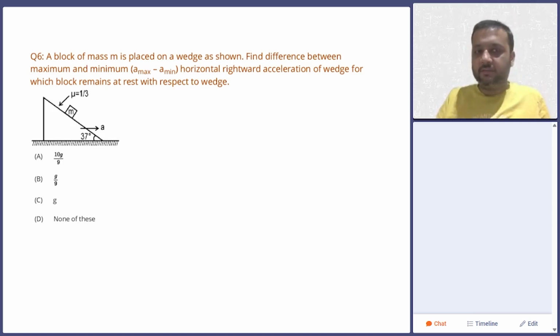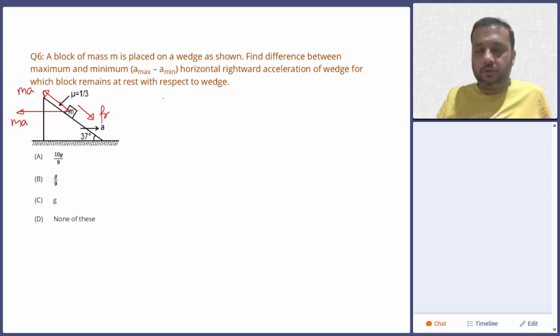In the frame of the wedge, there will be a pseudo force acting on the small m. That pseudo force will go towards the left. If you keep on increasing the value of A, because I'm trying to maximize A, there will be a component of this pseudo force in this direction, and this component will try to slide the block up on the plane. Hence friction will try to resist this, and friction will act in the downward direction.